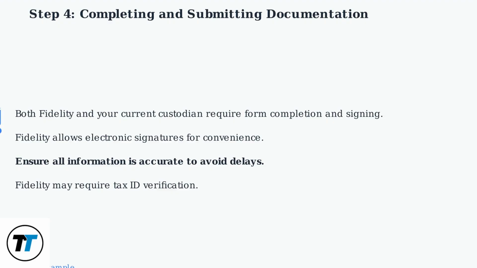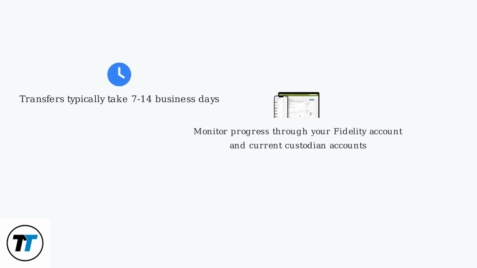Here's an example of the transfer form you'll need to complete. Fidelity accepts various signature types, including electronic signatures for ease. You may need to submit a W-9 form to verify your tax identification number. Now that you've initiated the transfer, it's time to monitor the progress and wait for confirmation.